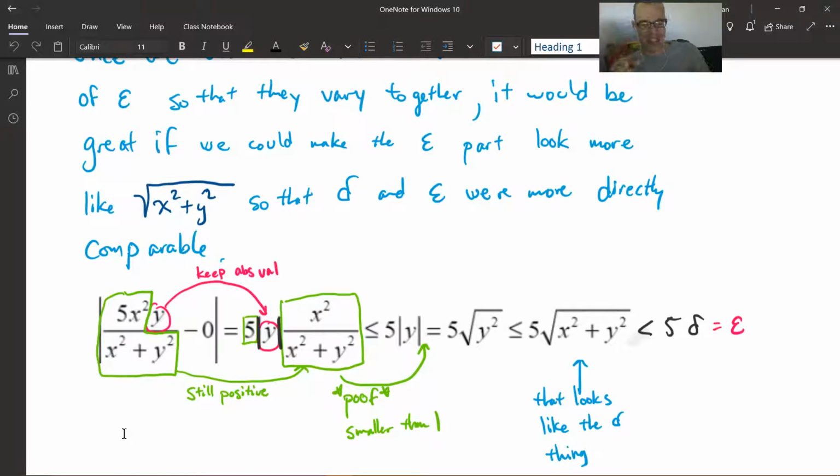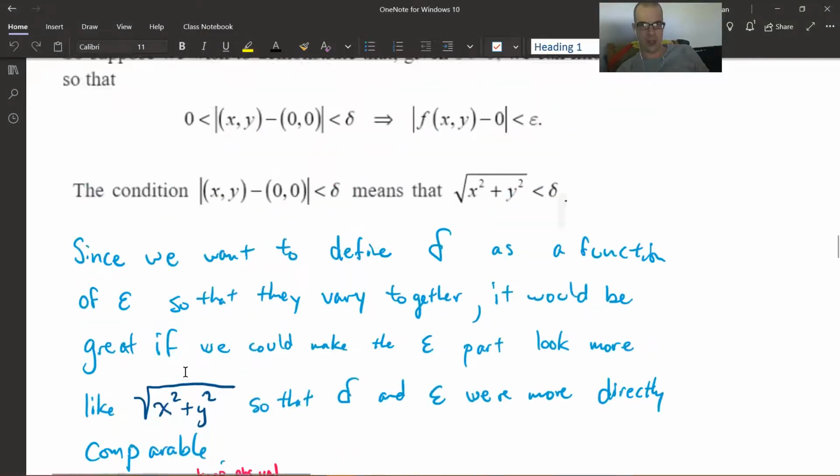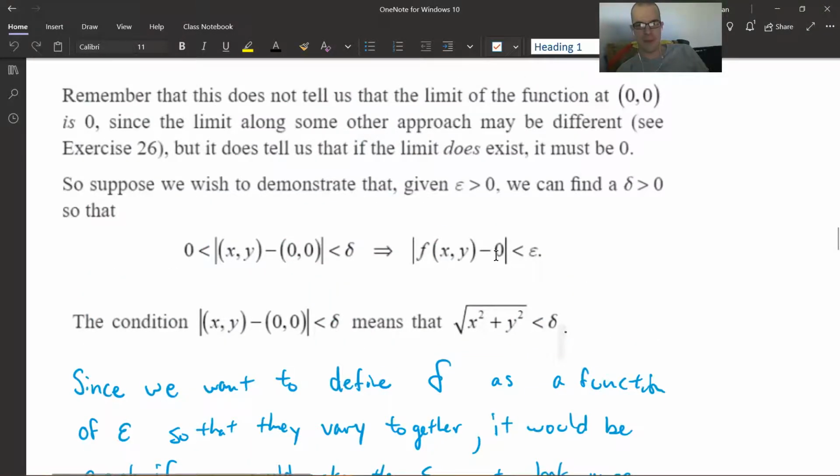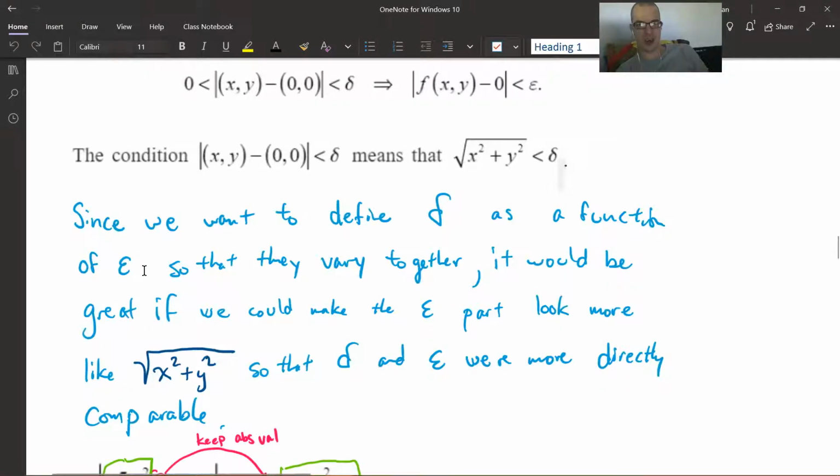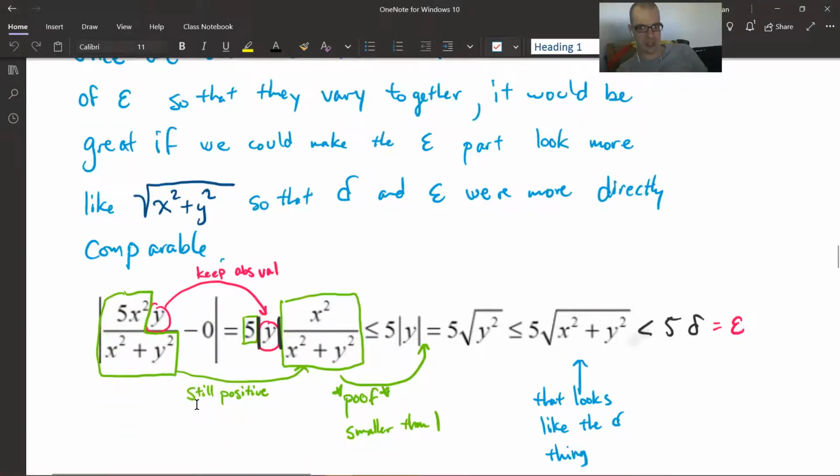Am I going to ask you to do this on your own very much? No. Am I going to ask you to do this on a test? No. But still, it's good for us to try to do this hard thing. Anyways, what we're doing is we're looking at the epsilon inequality, where we've got f of x, y minus 0 is less than epsilon. So we're looking at this, and we're trying to make the epsilon part look like the square root of x squared plus y squared so that we can compare delta and epsilon nicely.